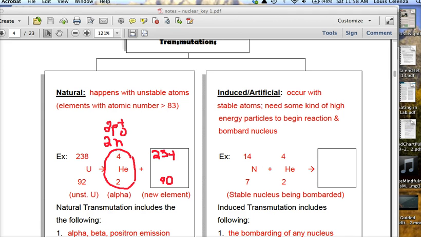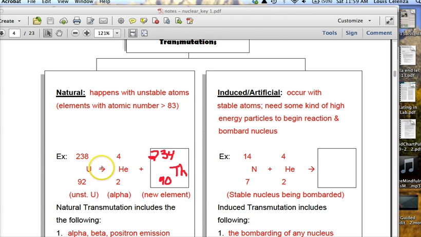Let's see if this is going to work. It is not working, so we're going to forget that. So I believe it is thorium, so we're just going to put down thorium. If it is incorrect, then we will correct it. So again, it is 234 over 90. I believe it's thorium.